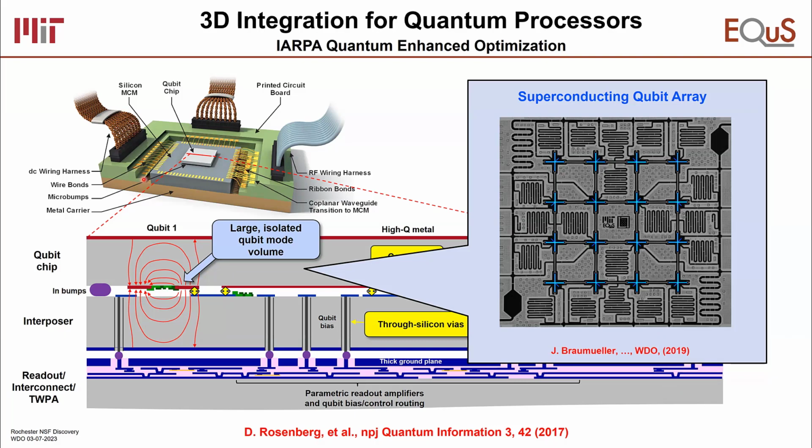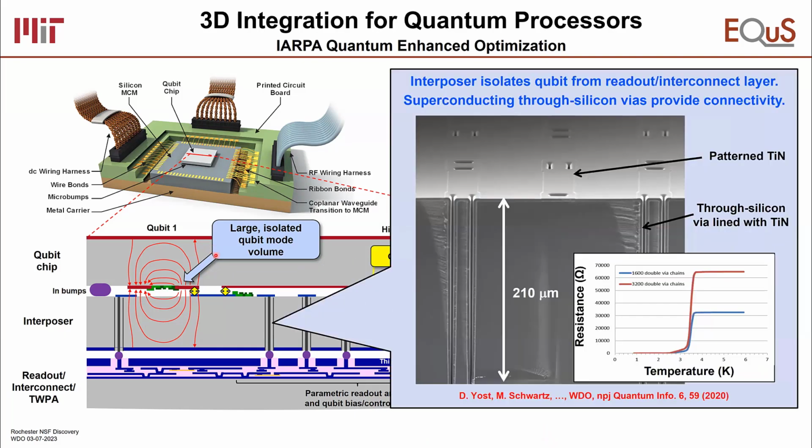So this is called the 3-stack, and the top chip is the qubit chip. The middle chip is the interposer, and what we see here is a side cut SEM image of the through silicon vias. They're 200 microns thick, so we've thinned the wafer down to 200 microns. The via itself is lined with titanium nitride, which is a superconductor. And this material superconducts at about 2.5 Kelvin.